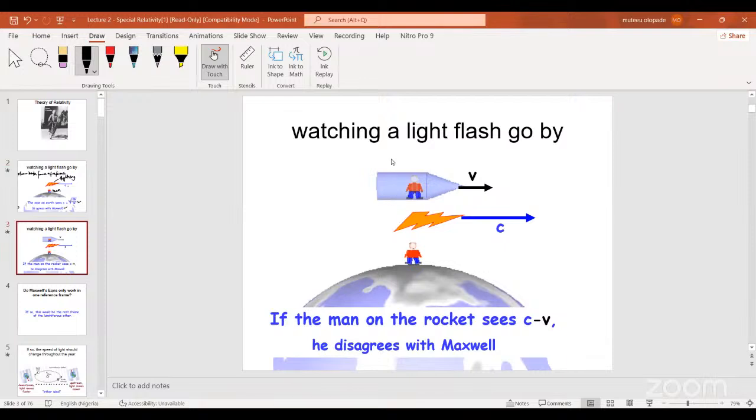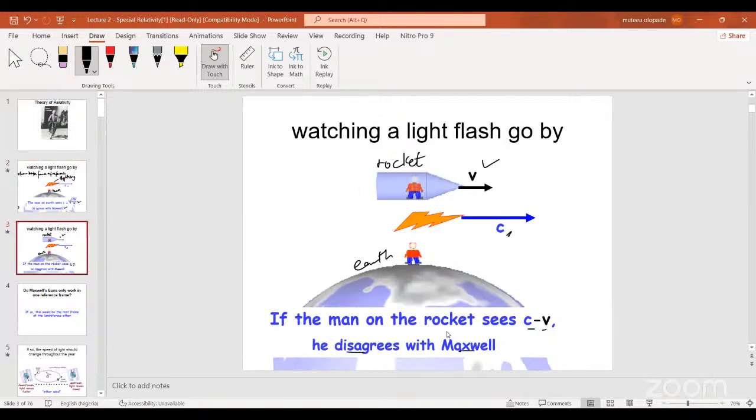Thereafter, if you now have a man inside a rocket, this is the rocket. If you have a man inside the rocket and you still have a man on the surface of the earth, the man in the rocket moves with the speed of v, while the lightning travels with the speed of c. So the man in the rocket will definitely see the speed of the lightning as c minus what? C minus v. C minus v, which is not in consonance with what Maxwell proposed.